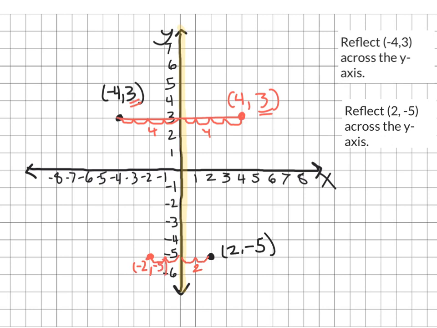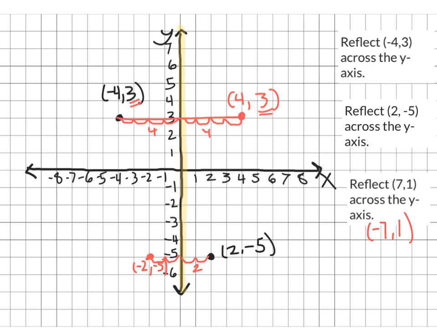Let's try it one more time. This time, let's reflect 7, 1 across the y-axis. But before we start, I want you to try and guess what the reflected coordinate is going to be. Look at the pattern of what's happened, try and picture it in your mind, and try and write down what that new coordinate is going to be before we even draw it. Do you think it's going to be -7, 1? I do.